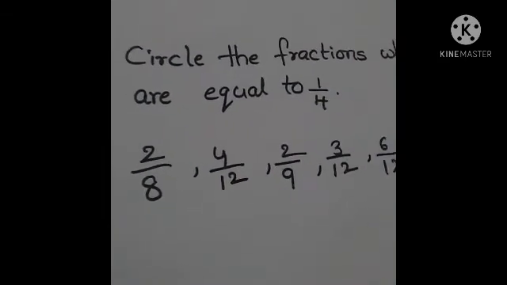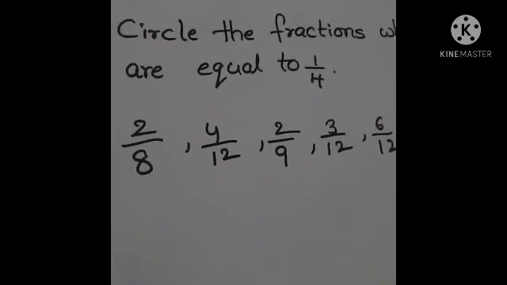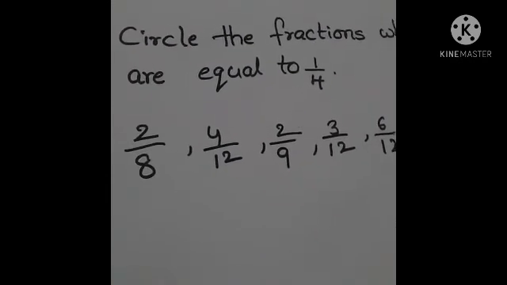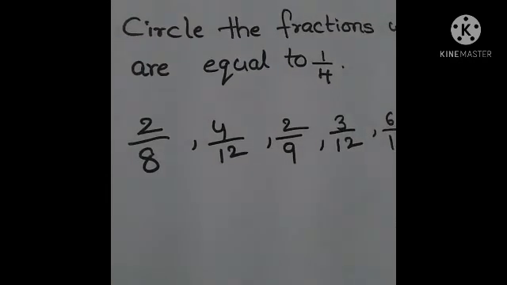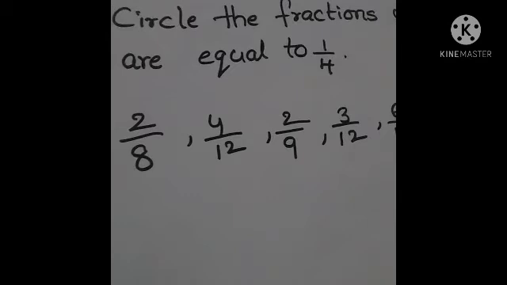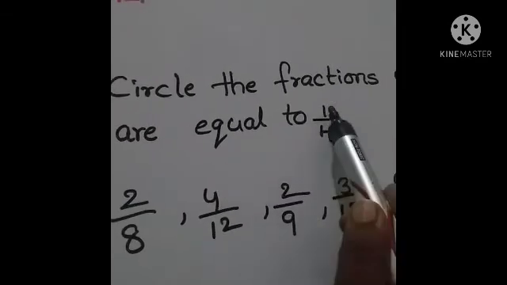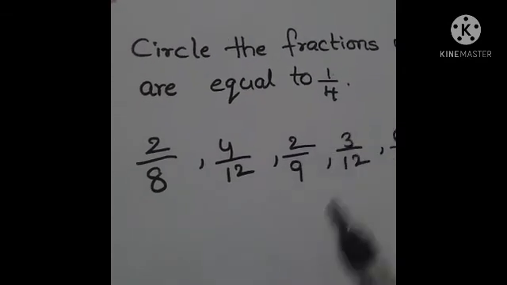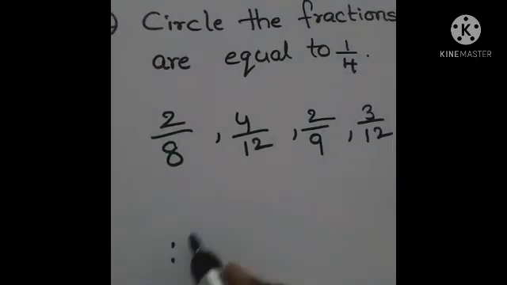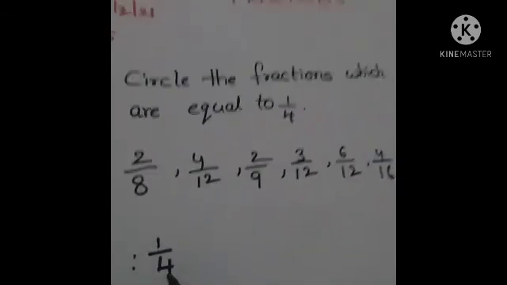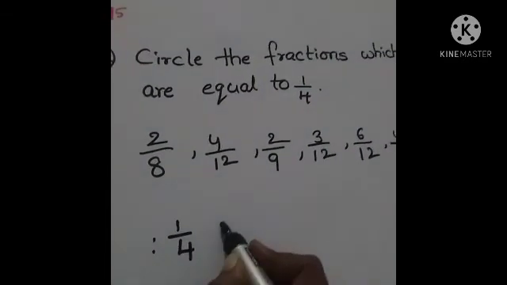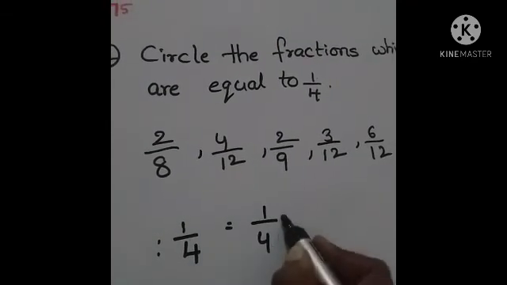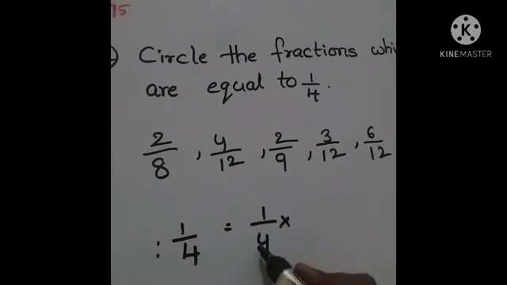Children, we know already how to get an equivalent fraction. When we multiply the denominator and numerator by the same number, we get the equivalent fraction. First, here given 1 by 4. Here we have to multiply the numerator and denominator by the same number.